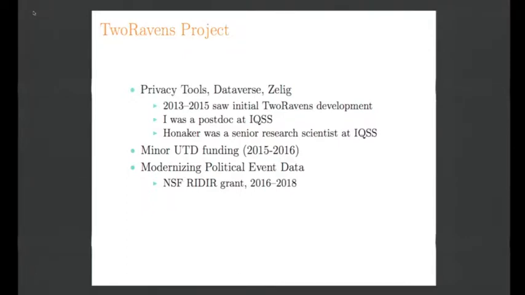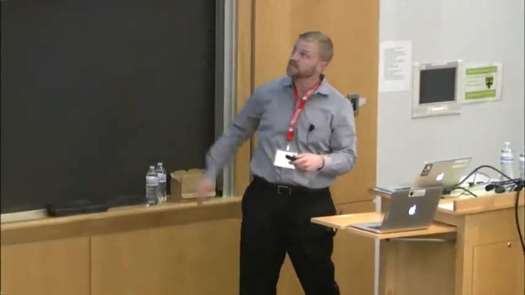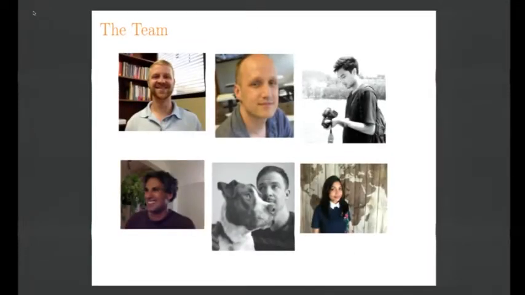After leaving IQSS in 2015, Two Ravens received some minor funding from UTD to keep things going. Some other funding came through the Modernizing Political Event Data grant through UT Dallas, which I was asked to be on because of my work on Two Ravens. But more recently, we've received funding through a DARPA grant, and it's just been in the past 6 months working on the D3M project that we've really been able to realize a lot of what we had envisioned with Two Ravens. So, for example, we've been able to build our team.